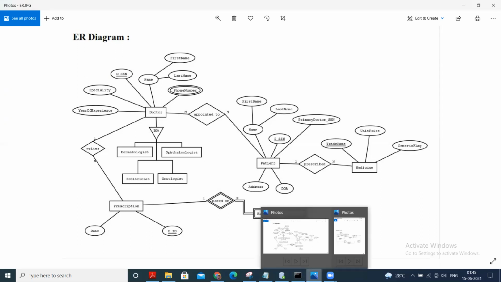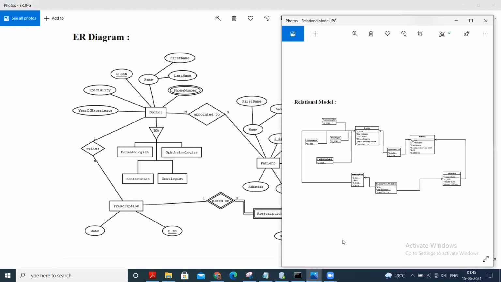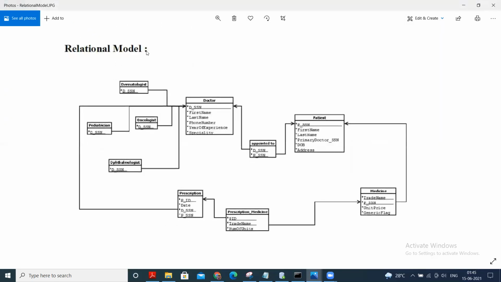So now go to the relational model. It is the relational model.